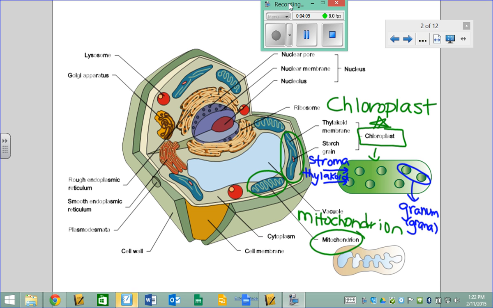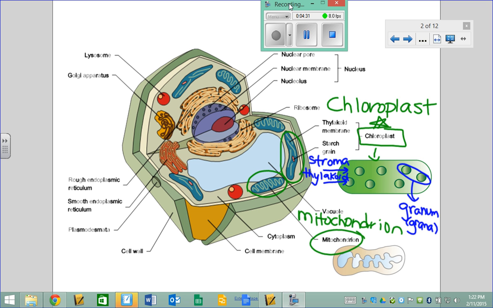You need to know those words. So you need to be able to recognize that a chloroplast is made up of the stroma, which is the fluid that surrounds all of the thylakoids. Each individual little sac is a thylakoid. A stack of them or a collection of them is called a granum or a grana if you want to use the plural form.